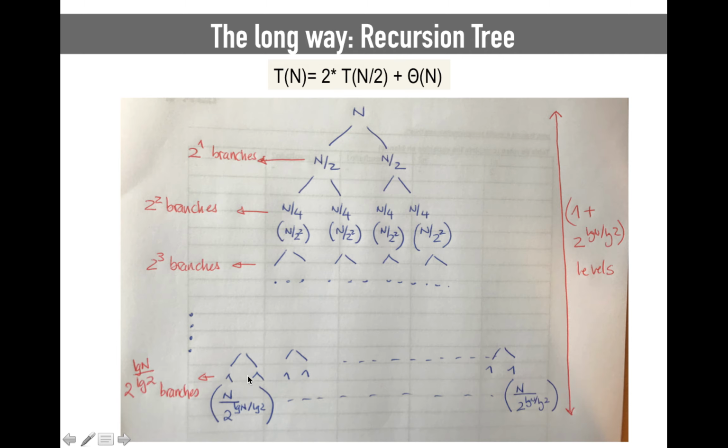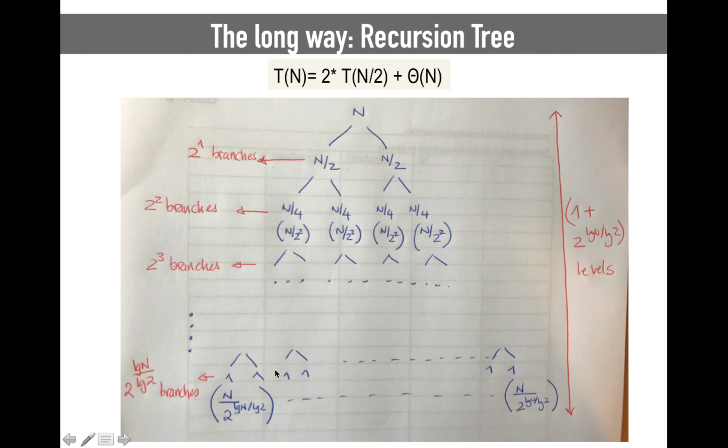And this tree finishes when you get to a 1 element list. All recursion trees, when you divide things, finish when you cannot divide anymore. So you get to 1. So we have to find one way of expressing this 1 in this way.